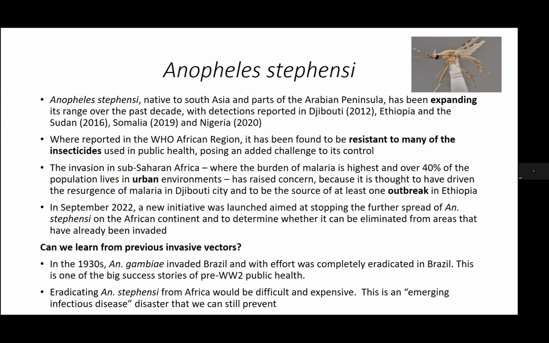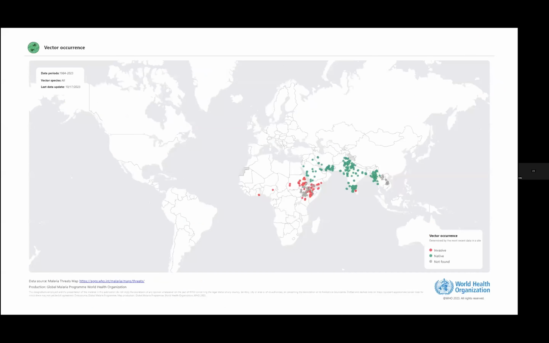In the 1930s, Anopheles gambiae invaded Brazil, and with much effort was completely eradicated eventually, and hailed as one of the big success stories in pre-World War II public health. But eradicating Anopheles stephensi from Africa will be difficult and expensive, and this is an emerging infectious disease disaster that can still be prevented with concerted effort.